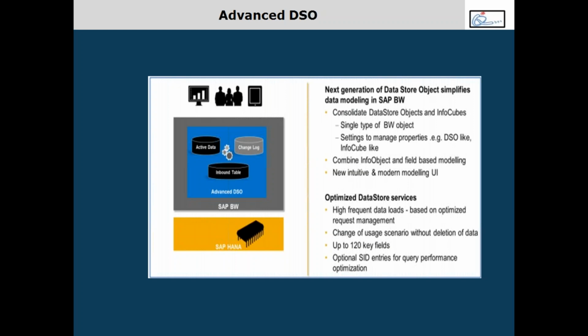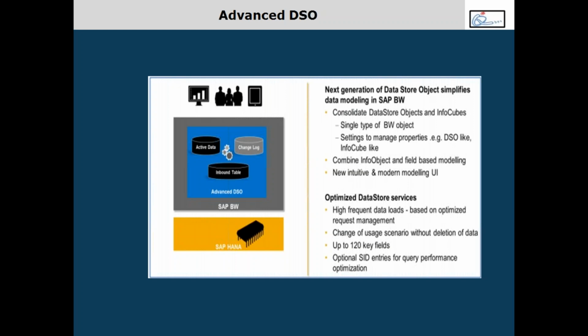So what SAP has done is, instead of choosing a different set of info providers based on the behavior required, they wanted to have one info provider which can behave with any of these properties based on the settings you choose. For example, when I create an advanced DSO with certain settings, it behaves like a cube. With certain settings, it acts like a standard DSO. With certain settings, it acts like a write-optimized DSO. That is the main idea of advanced DSO.